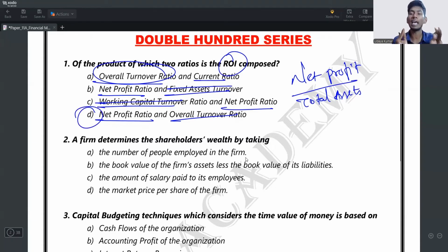Usually in reality, we consider option D, the market price per share of the firm. Whereas if you consider the textbook part, the book valuation or balance sheet valuation, you have to consider option B. In general terms, we consider the market price per share of the firm. But if balance sheet valuation or book value is given, then you must consider option B.